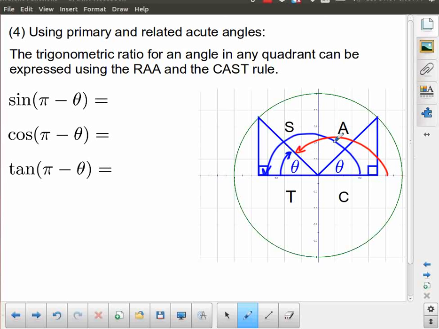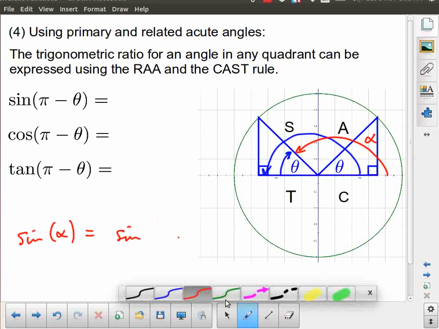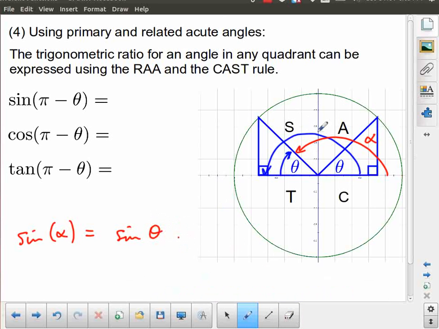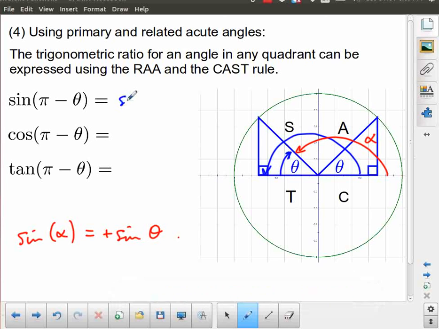Well, if I call this angle alpha, how would we solve for the sine of alpha? We would say that it is the same as the sine of the related acute angle. But what's the related acute angle here? That related acute angle is actually theta. But the CAST rule says that sine is positive over here. So that tells me that the sine of pi minus alpha, or the sine of pi minus theta, which I've labeled here as alpha, is the same as simply the sine of theta.